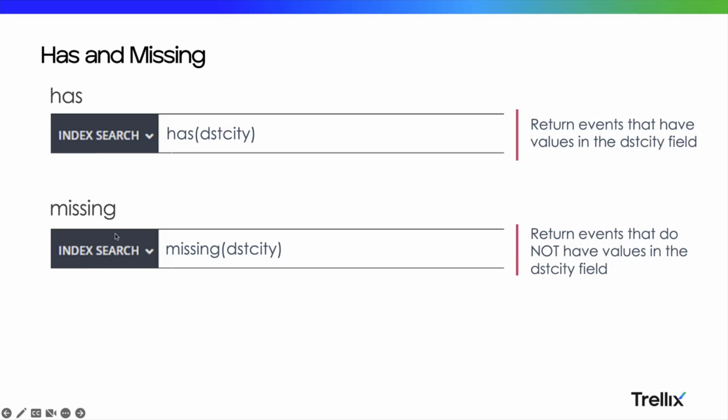We have the converse of that with missing, so you can test to see if a field does not exist in the data and return those results back.